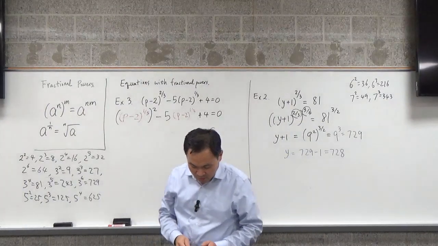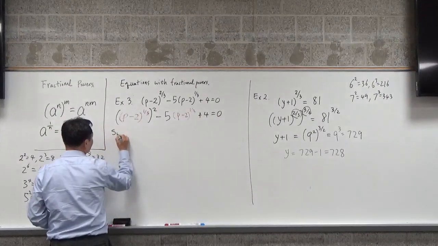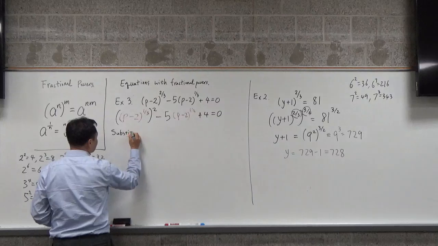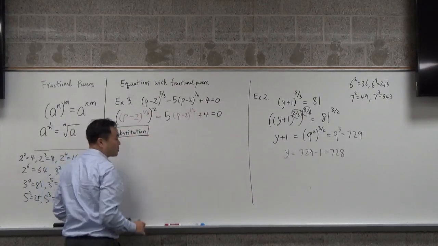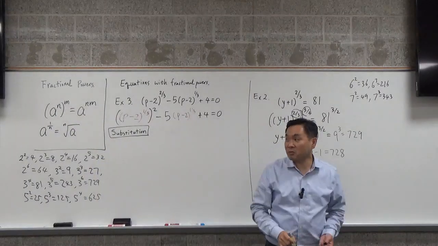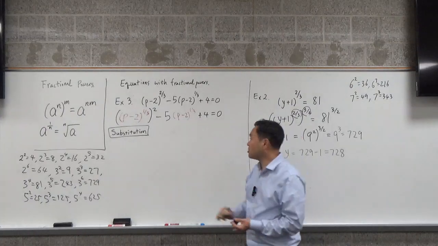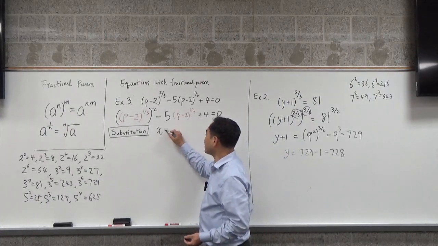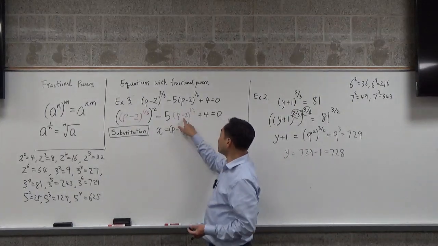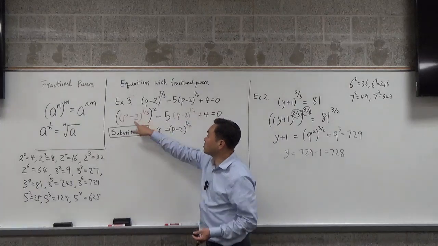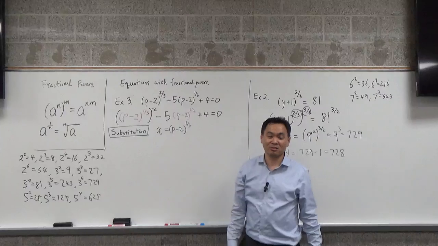Well, there is, and it's a completely different idea. The idea is called substitution. Just see whatever is repeated a lot and just define it as something else. So just say it's equal to x. x is (p − 2)^(1/3). I see (p − 2)^(1/3) here, I see (p − 2)^(1/3) here. Let's just call it x. See what happens.